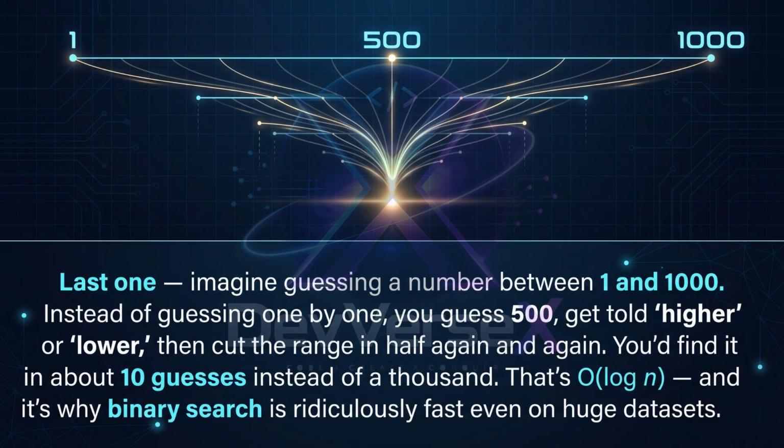Last one, imagine guessing a number between 1 and 1,000. Instead of guessing one by one, you guess 500, get told higher or lower, then cut the range in half again and again. You'd find it in about 10 guesses instead of 1,000. That's O(log n), and it's why binary search is ridiculously fast even on huge datasets.